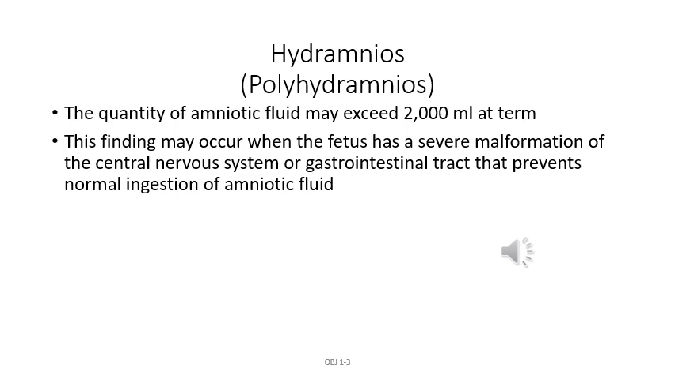Hydramnios, also known as polyhydramnios, is when the quantity of amniotic fluid may exceed 2,000 mL at term. This finding may occur when the fetus has a severe malformation of the central nervous system or GI tract that prevents normal ingestion of amniotic fluid.